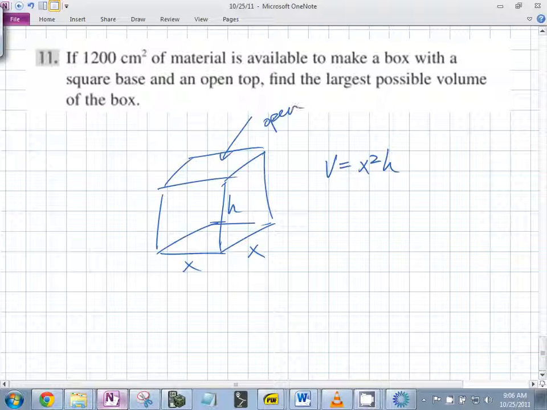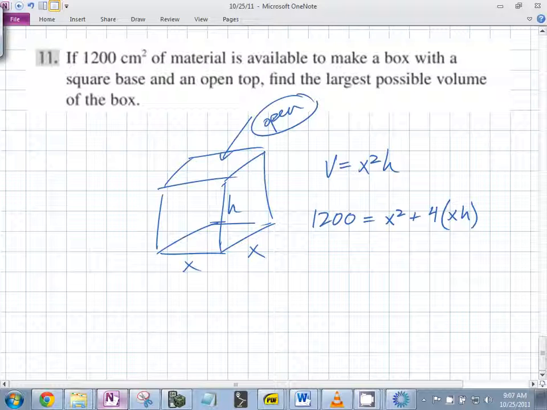What's the one number from the problem we haven't used yet? 1,200. We know that 1,200 is going to be equal to the surface area. How many bases are there? One. What's the area of the base? x squared. How many sides are there? Four of them. And what's the area of each side? xh. What can you solve for? Let's solve for h. You know that h is going to be equal to 1,200 minus x squared over 4x.